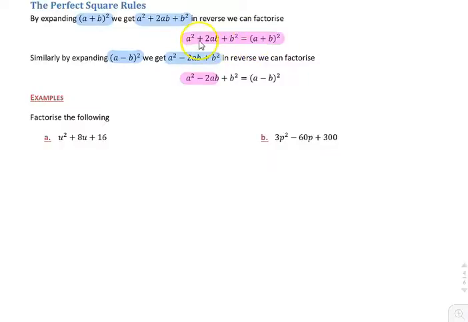Now, if we don't have pluses in here, for instance, we have a minus and a plus, then you can still factorize using difference of perfect squares, where the middle sign will be a negative, so (a minus b) squared. So a minus in here transfers to a minus in here. Let's just look at a few examples of these.